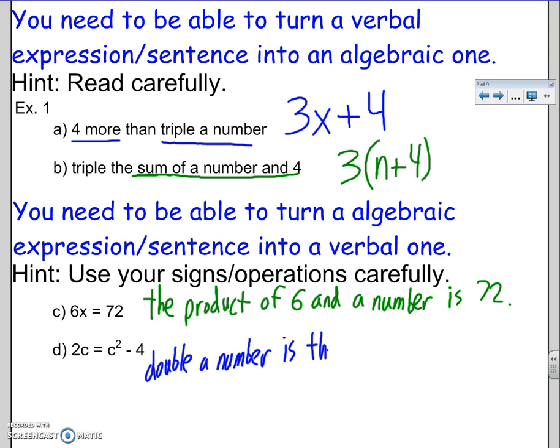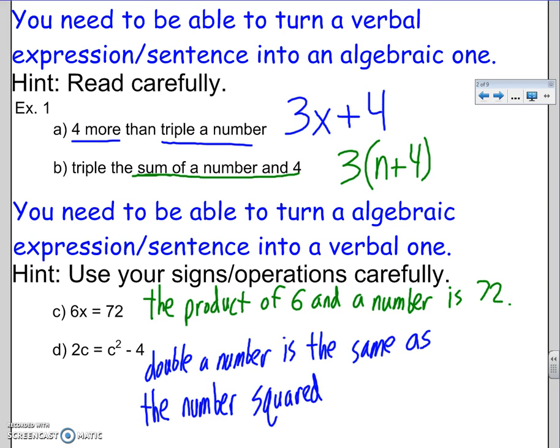c squared. So minus 4. That would be the number squared subtracted by 4, or I could say 4 less than the number squared. Or again, you could say double a number is the same as the number squared minus 4. That's fine, you can use your words.